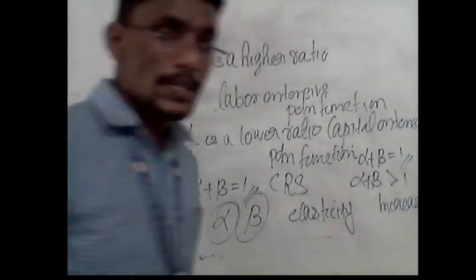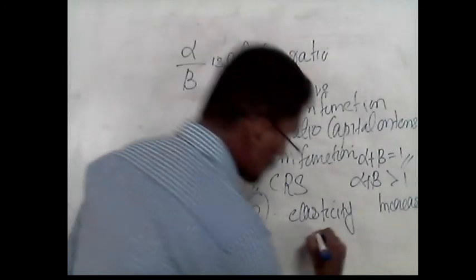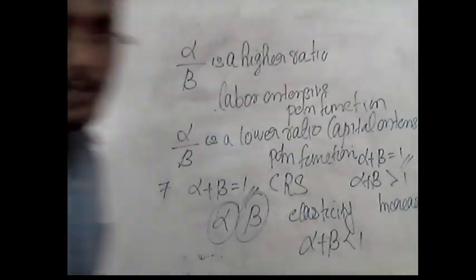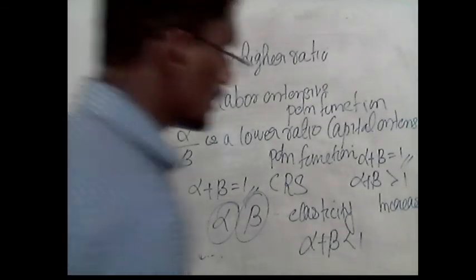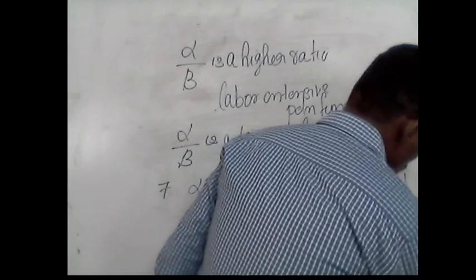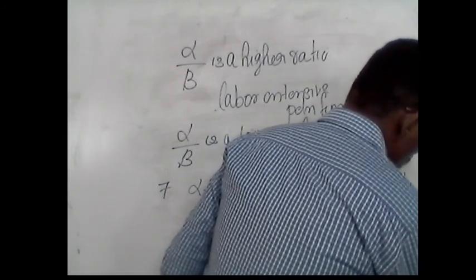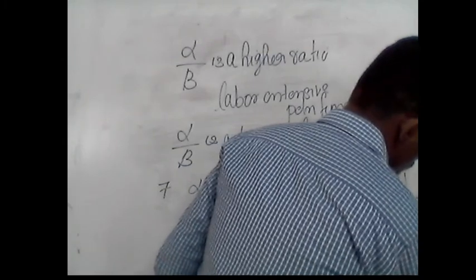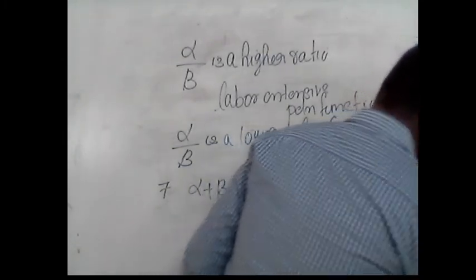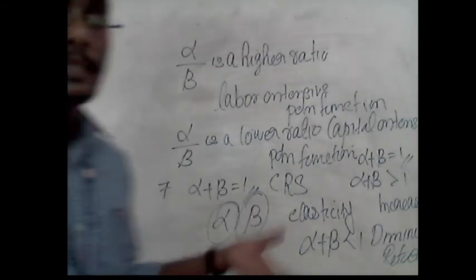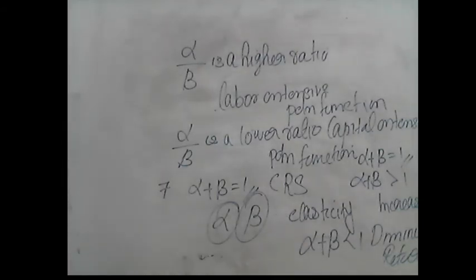And if alpha plus beta is less than 1, then there exist diminishing returns to scale. Diminishing returns to scale will occur in the case of alpha plus beta being less than 1. Thereby, we can calculate the returns to scale with the help of this Cobb-Douglas production function.